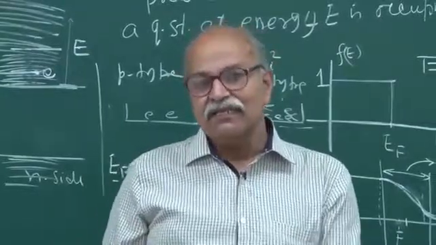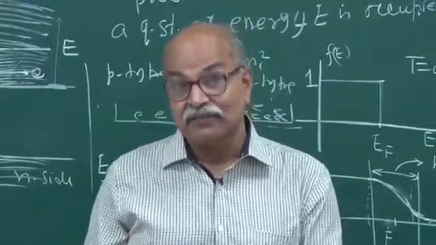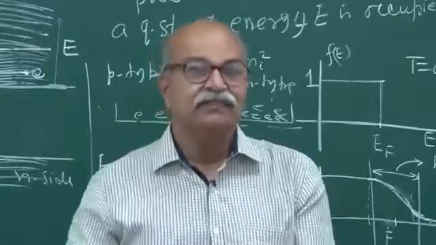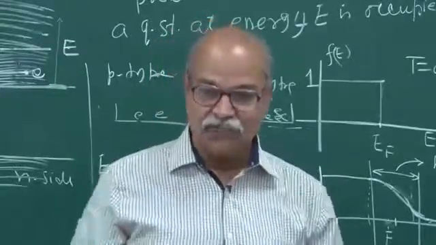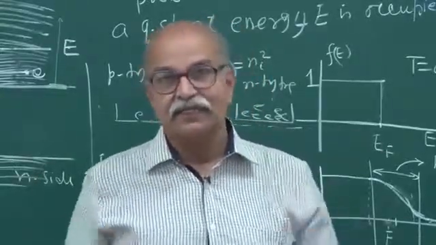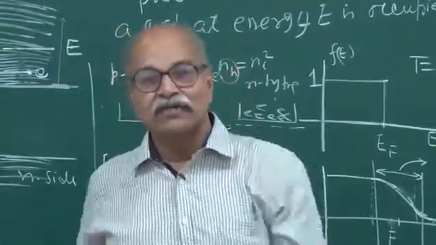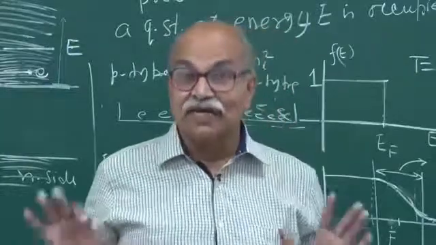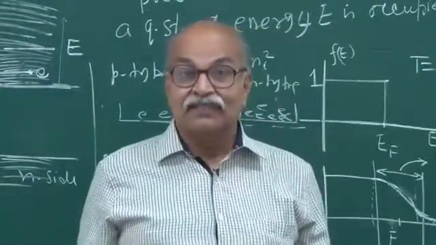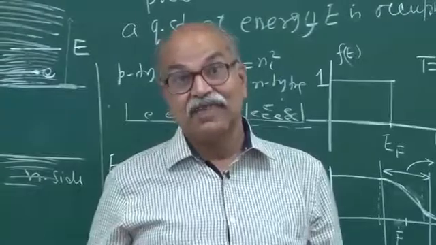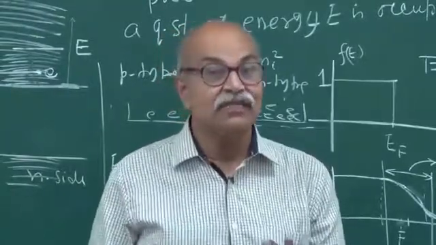Equilibrium means nothing is changing as a function of time. Dynamic things are happening: electron-hole pairs are being generated, and recombination is happening. Electrons are going to this side, holes to that side, but as a function of time, things are having the same values. That is thermal equilibrium.